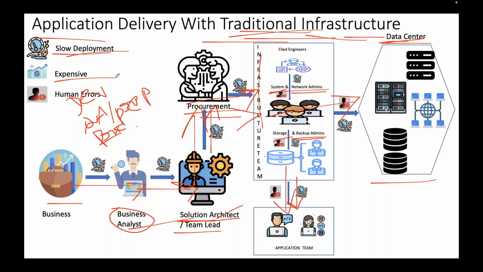Another one is human errors. If you observe this method, in most of the places humans are interacting. As humans, definitely we are going to make many mistakes, right?